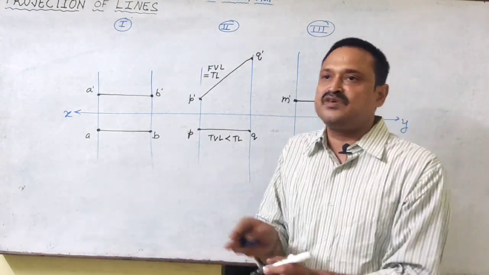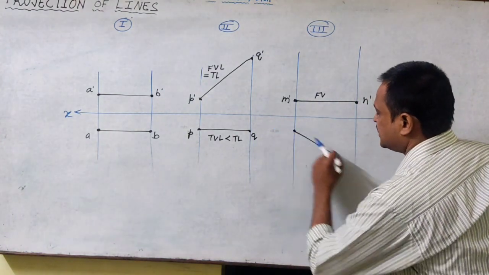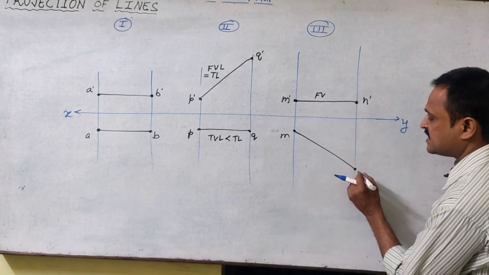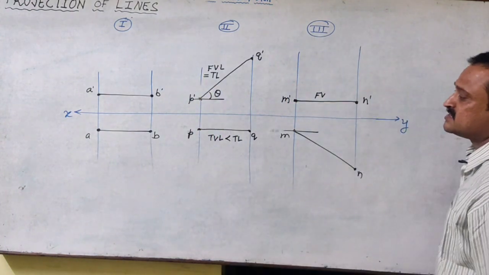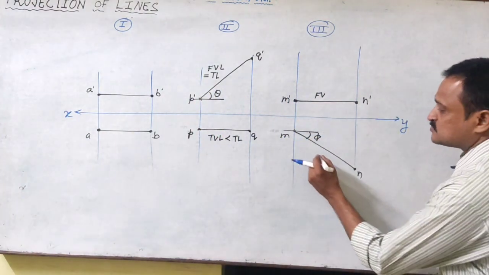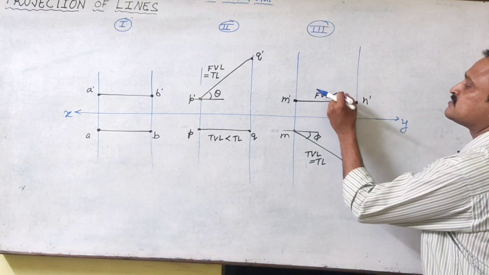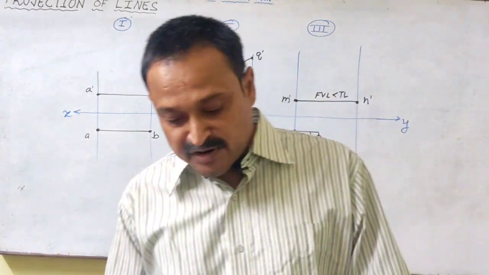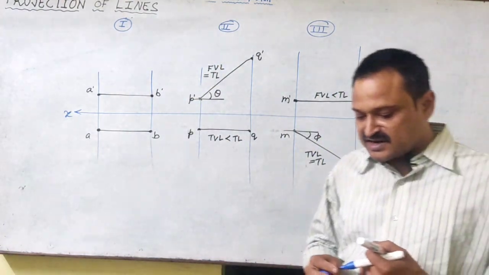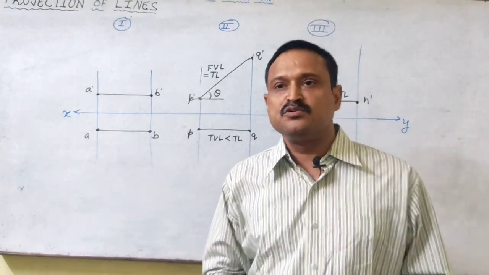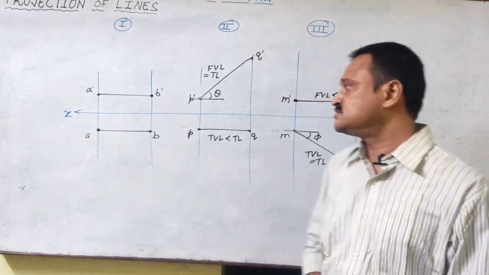If it is inclined to VP, that means the distances of the two ends from VP will be different. So I'll get the top view image of the line like this. And here we have got the true length and true inclination theta. So here the top view length will be equal to the true length, and the front view length will be less than the true length, or not equal to the true length. So these are the simple conditions which we have to understand and use to get the various required conditions when an oblique condition of the line is presented to us.